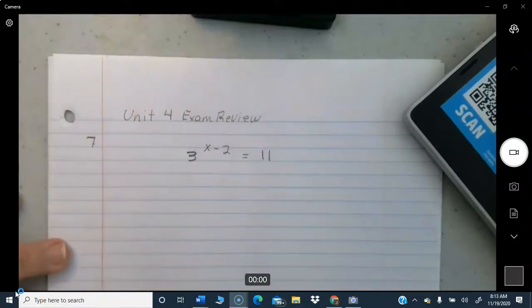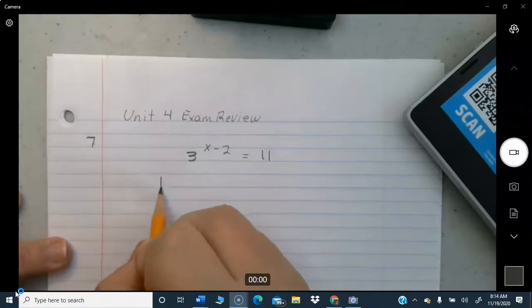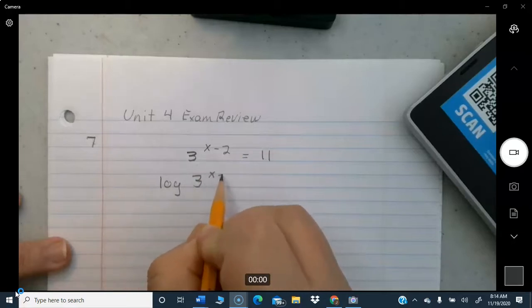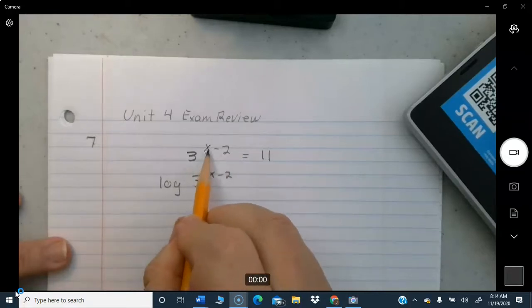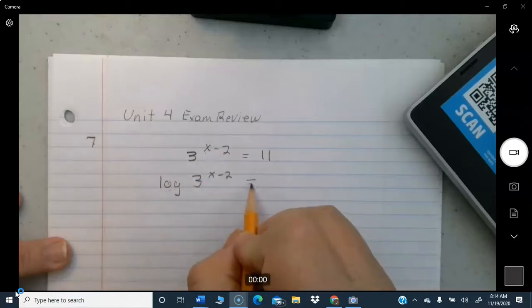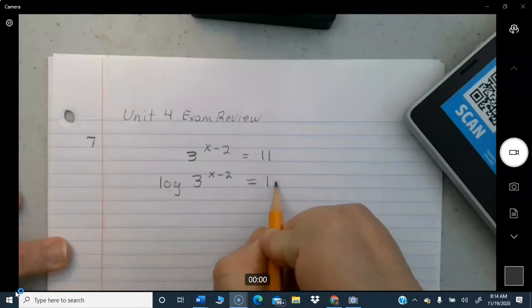Okay, very simple. All right, so now you don't have a common base situation here. 3 raised to any power is not going to give you 11, so it's not a common base. So you're simply going to use logs here. Anytime you have to extract a variable out of an exponent, you use the log. And anything you do to one side, you do to the other.